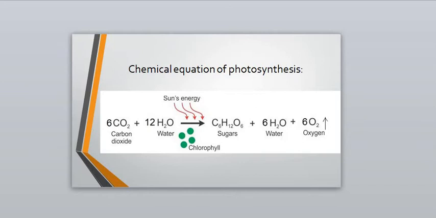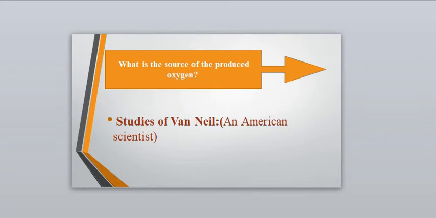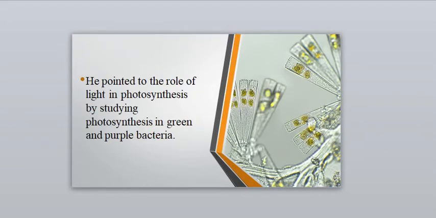Here, guys, about oxygen: one of the scientists, called Van Niel, an American scientist, tried to find out the source of the oxygen produced from the photosynthesis process. He pointed to the role of light in photosynthesis by studying photosynthesis in green and purple bacteria. He used green bacteria and purple bacteria in his experiment.